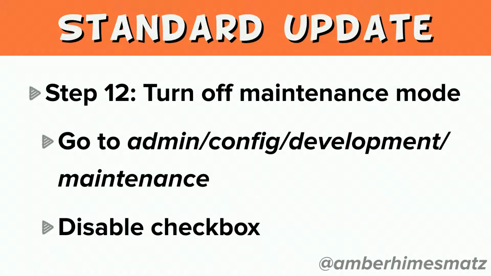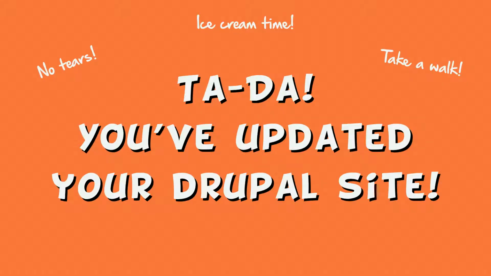And then, if everything's good to go, you can turn off maintenance mode. So go back to the tab that you left open for your own sake, and turn off maintenance mode. So yay, you've updated your Drupal site, everything's fine, and you can go out and take a walk and get some ice cream and celebrate on Slack or whatever. The emojis flow freely. So you've updated your site and everything is good.